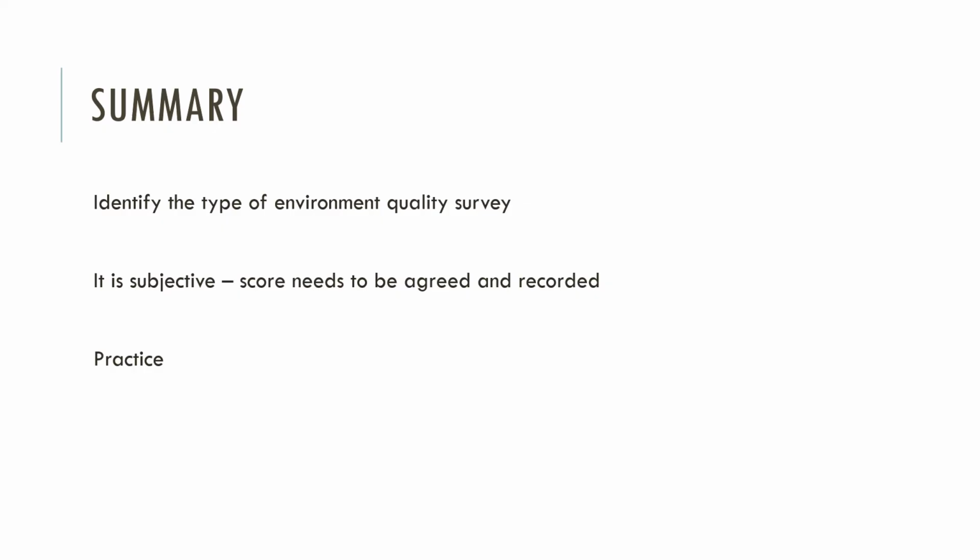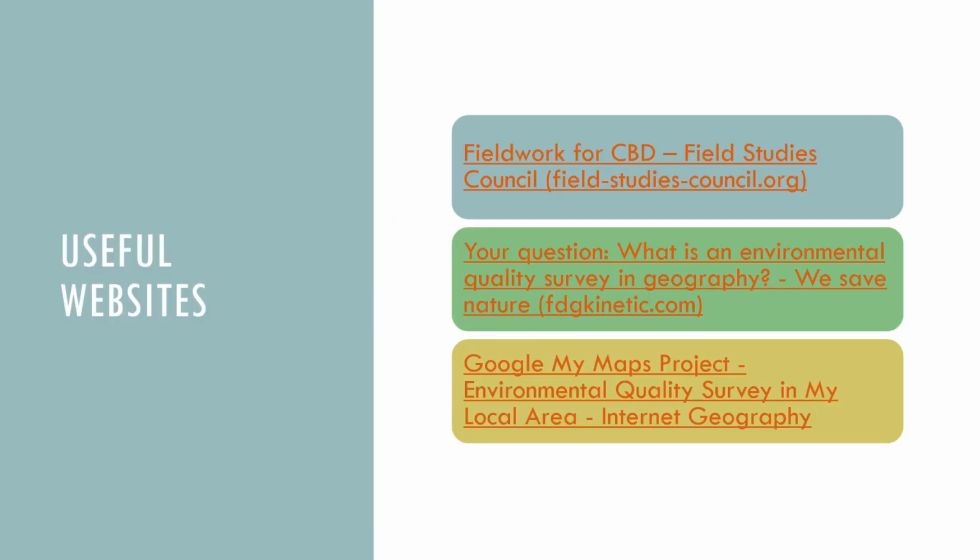So to recap, first of all, when you get these questions, identify the type of environmental quality survey that's been used. Remember, it is subjective, so scores need to be agreed and recorded. And practice. Whenever you get these questions, practice. Any question you don't use, go back over this video and have a look using the chapters to help you. These are the websites I've used to help me put this paper together, as well as the past papers that I've identified as we've gone through.